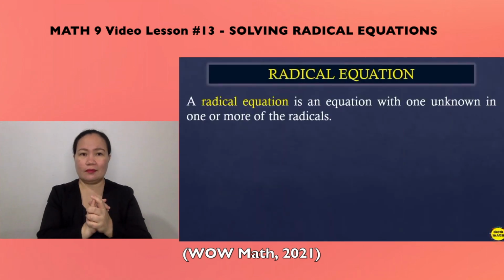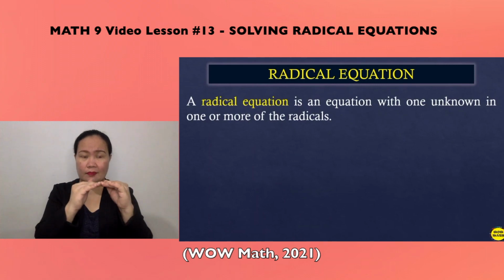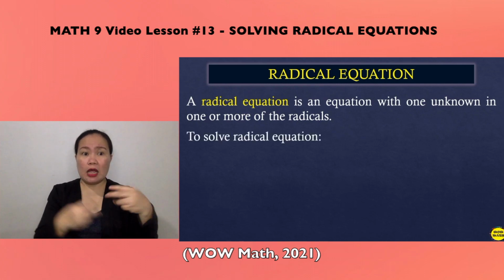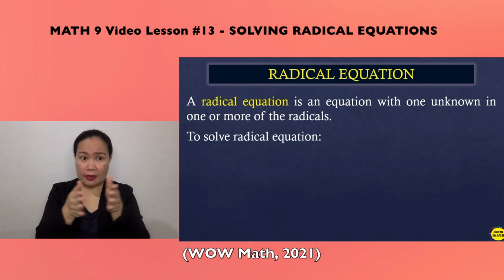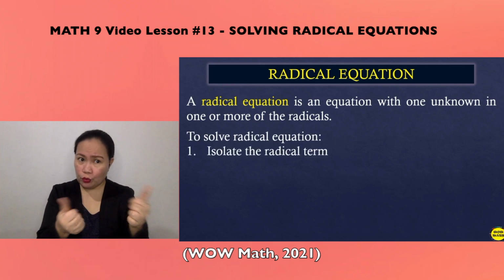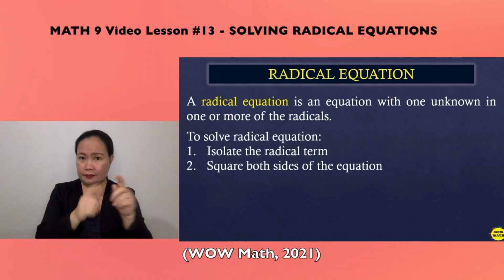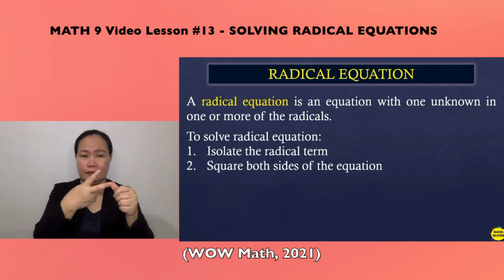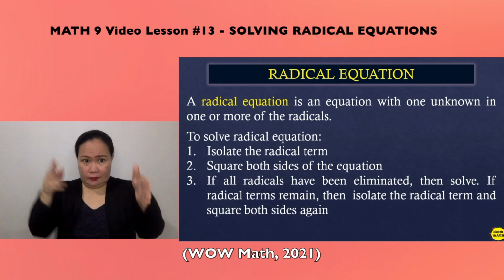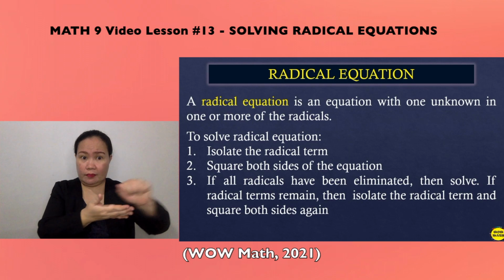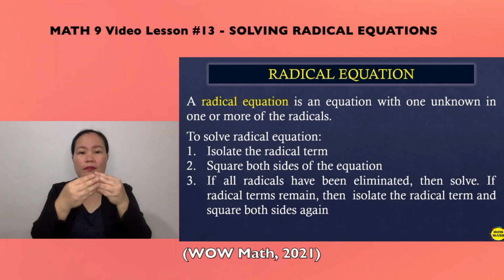So a radical equation is an equation with one unknown in one or more of the radicals. So meron tayong steps kung paano i-solve o kunin yung solution ng radical equations. So first, i-isolate natin yung radical term. Pangalawa, square both sides of the equation. And pangatlo, if all radicals have been eliminated, then after that, isosolve na natin.